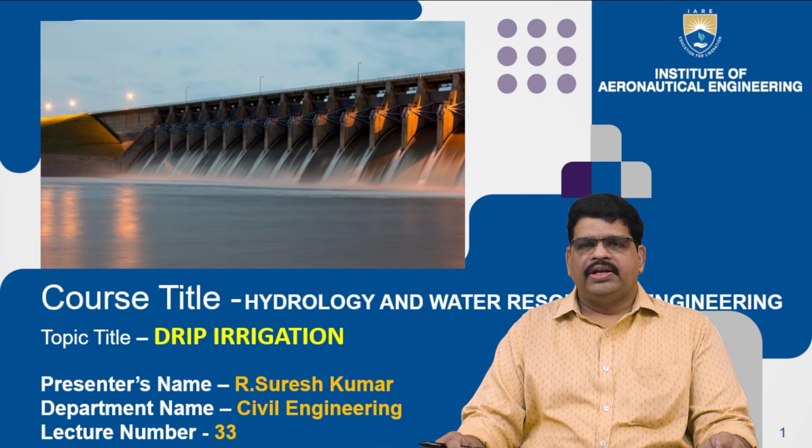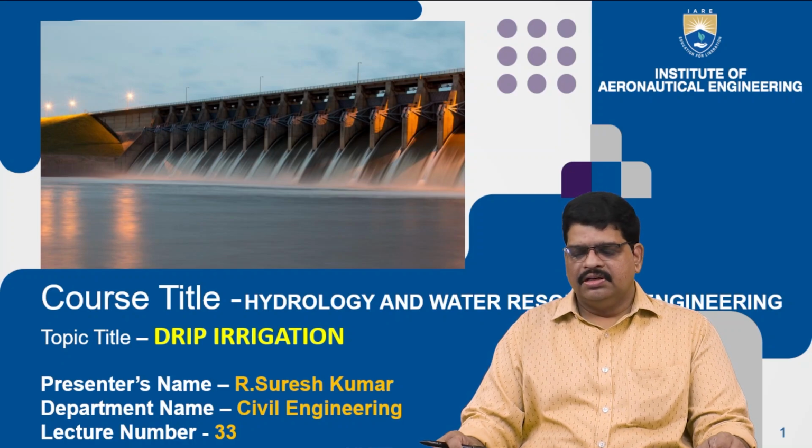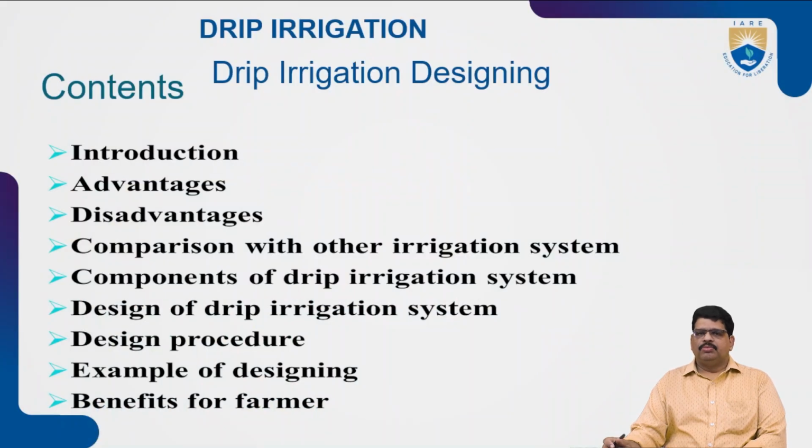Let us see the contents about drip irrigation. We have to discuss the introduction, advantages and disadvantages of drip irrigation, comparison with other irrigation systems, the components of drip irrigation systems, design of drip irrigation, design procedure, an example of designing, and also the benefits to the farmer. These are the small topics discussed in this lecture.